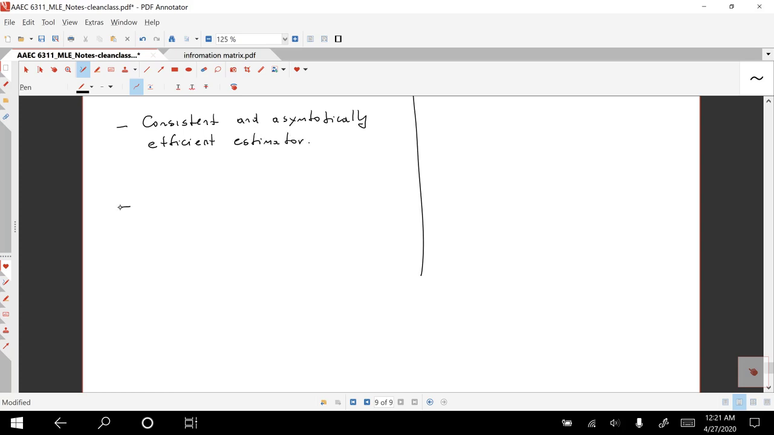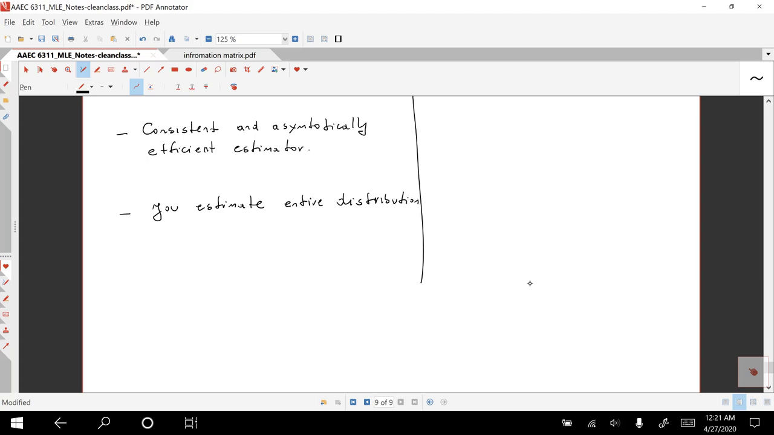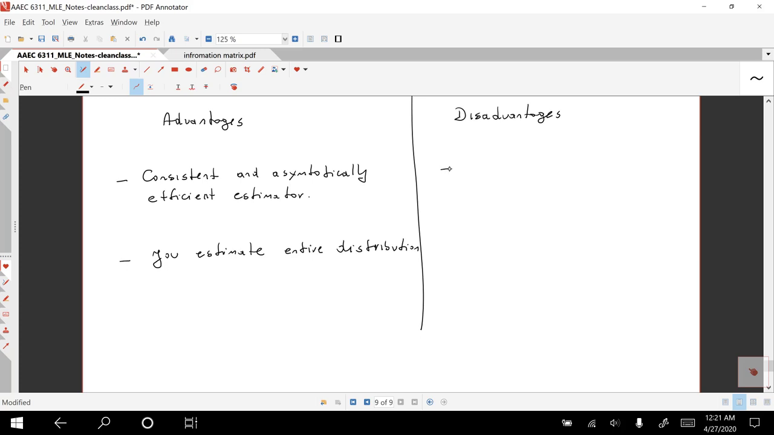And the other advantage is that you estimate the entire distribution instead of only certain moments. If you use OLS, in some cases the only thing you are estimating is the mean. But here you have the entire distribution, which can be used for certain applications.